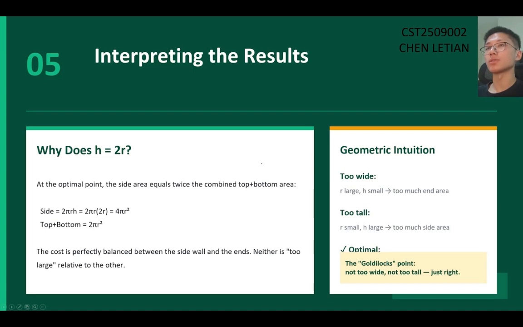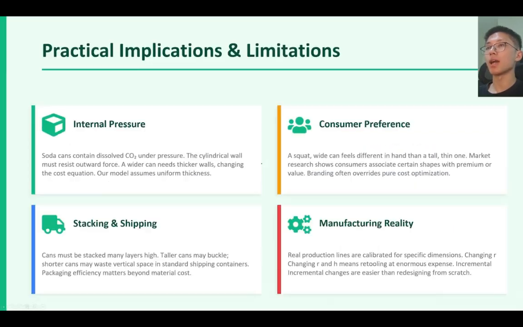Our optimization result is h equals 2r, which means the height is equal to the diameter. This gives the best balance between the top and bottom area and the side area. If the can is too wide, more material is needed for the ends. If it is too tall, more material is needed for the side. So h equals 2r minimizes the material cost.